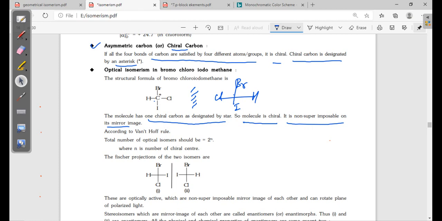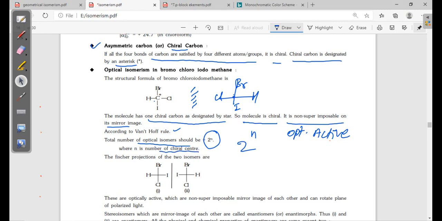Only one chiral carbon is there, that is always non-superimposable. Non-superimposable means obviously optically active. Right. So according to Van 't Hoff rule, the number of optical isomers should be equal to 2 to the power of n. What is n here? N is the number of chiral centers.